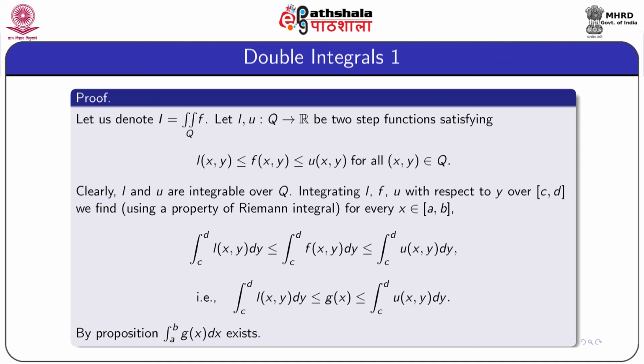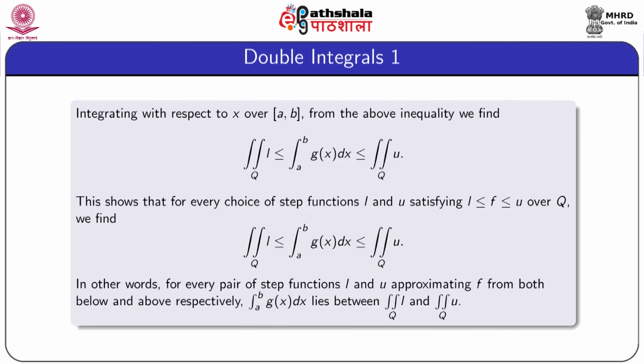By proposition, the integral from a to b of g(x) dx exists. Integrating with respect to x over [a,b], from the above inequality we find the integral over Q of L less than or equal to the integral from a to b of g(x) dx less than or equal to the integral of u over Q. This shows that for every choice of step functions L and u satisfying L less than or equal to f less than or equal to u over Q, we find the integral of L over Q less than or equal to the integral from a to b of g(x) dx less than or equal to the integral of u over Q. In other words, for every pair of step functions L and u approximating f from below and above respectively, the integral from a to b of g(x) dx lies between the integral of L over Q and the integral of u over Q.